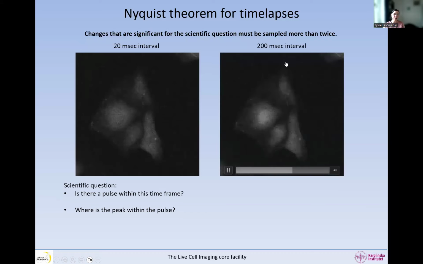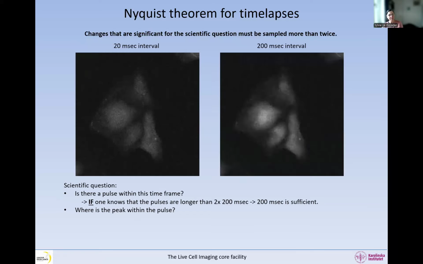Now, if I instead record every 200 milliseconds, so instead of having 50 images per second, I have 5 images per second, you can see what the images look like. I have a lot rougher readout of what's happening in my sample. For the first question, if we know that the pulse is longer than 2 times 200 milliseconds, then this is enough, because we can see that there is a pulse, right?